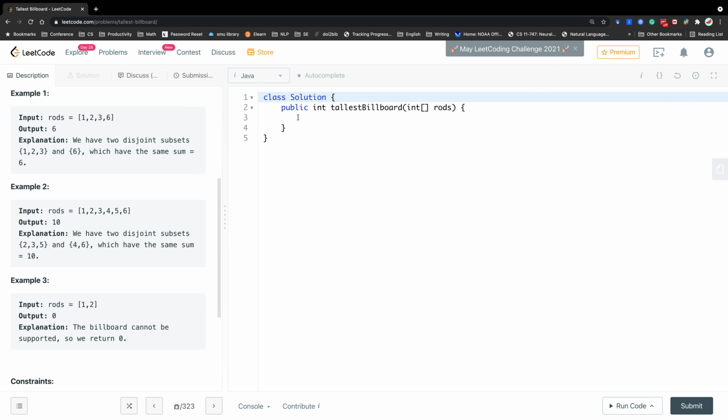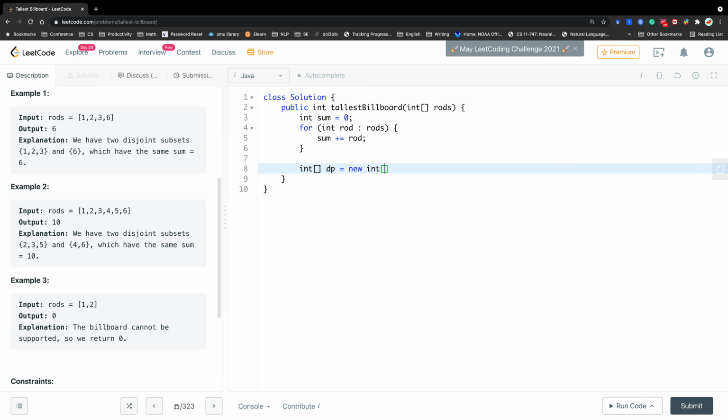Let's convert it to code. So we have to get the sum, and we iterate the road, sum plus the road, and we get the dp. The dp size will be sum plus 1. Do not forget to do the initialization. Fill the dp with -1. The dp[0] will equal 0.